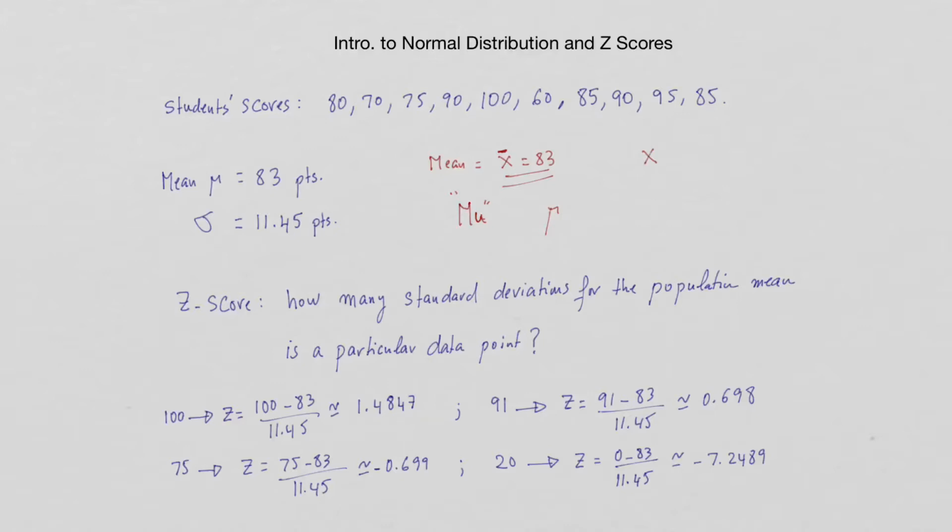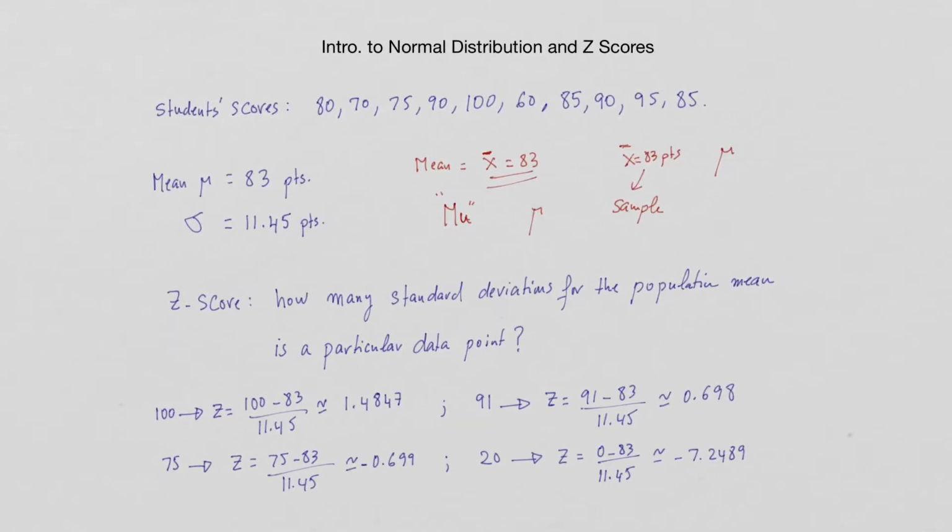Mathematicians, sometimes they call the mean X bar, sometimes they call it mu. And the reason they do that is because when I say X bar is 83 points, I mean the mean is 83 if you are working with a sample. If this was a sample, then we call it X bar. However, if you are dealing with the entire population, we call it mu to distinguish. This is a way for me.